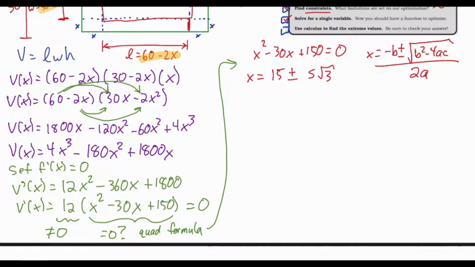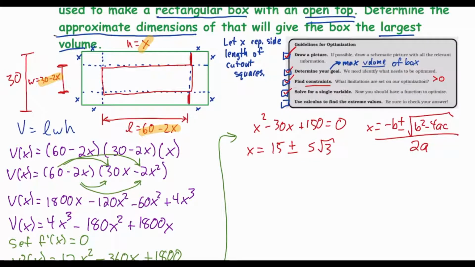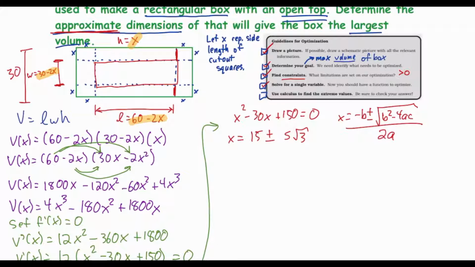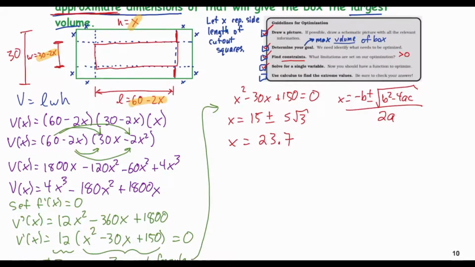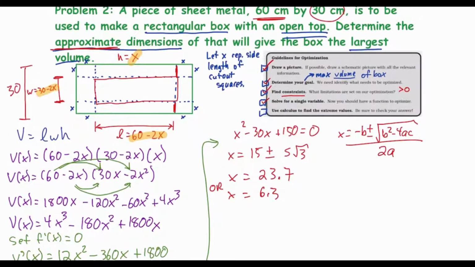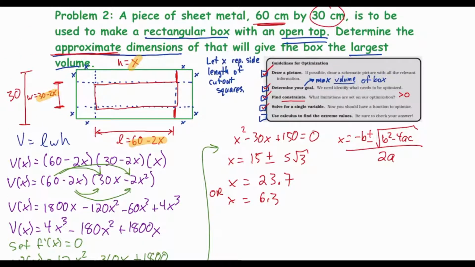And remember, we just need approximate values here for our dimensions. It says right in the question, approximate. That means I can use the decimal. I don't need the exact value. So x is going to equal either 23.7 or x is going to equal 6.3. One of these values is inadmissible. Why?